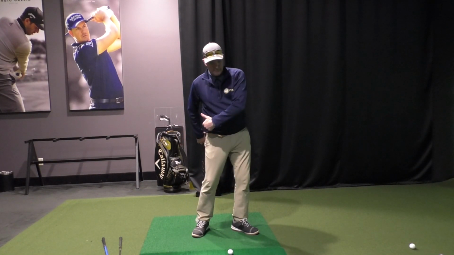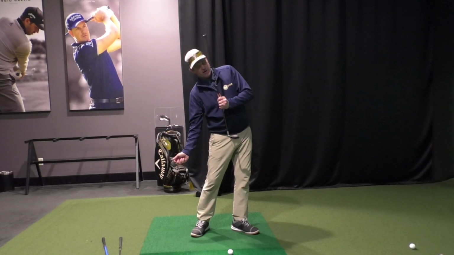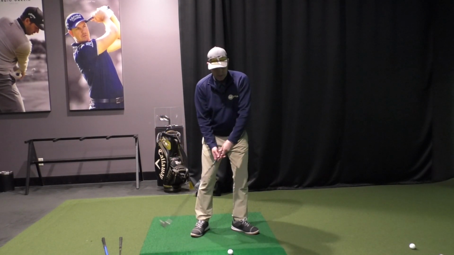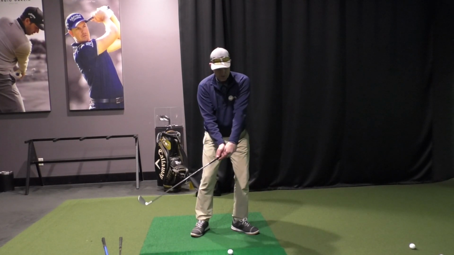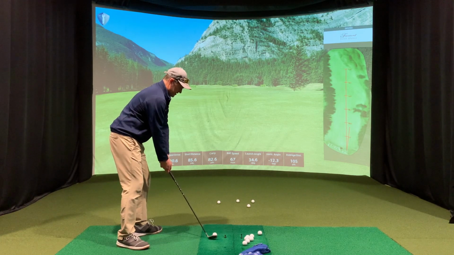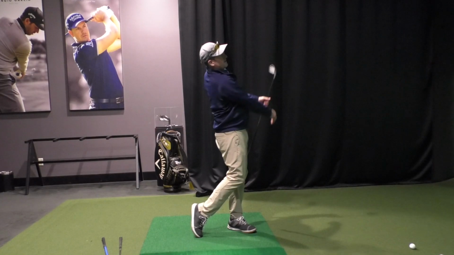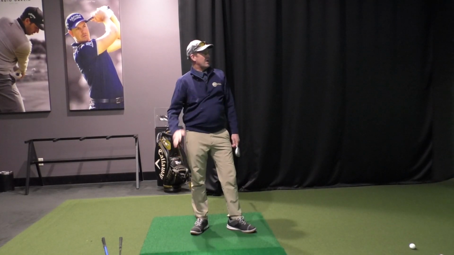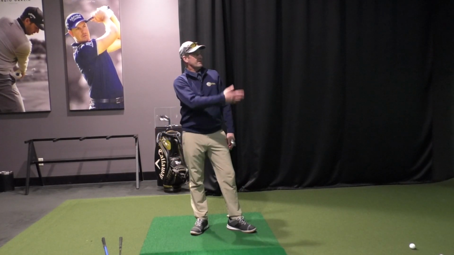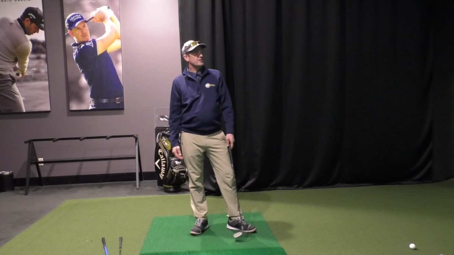Monitor where the pelvis is. Monitor that you're not leaning back too far. And then monitor where your wrist angles are. Every machine does measure slightly differently. But now I'm right back to my stock wedge where I felt like I was leaning forward. Should be around 114 carry, 23 degrees of launch.